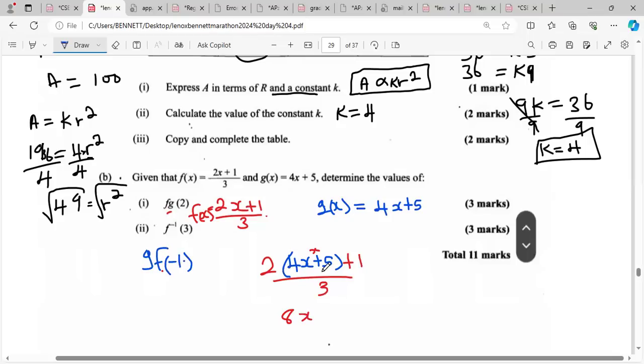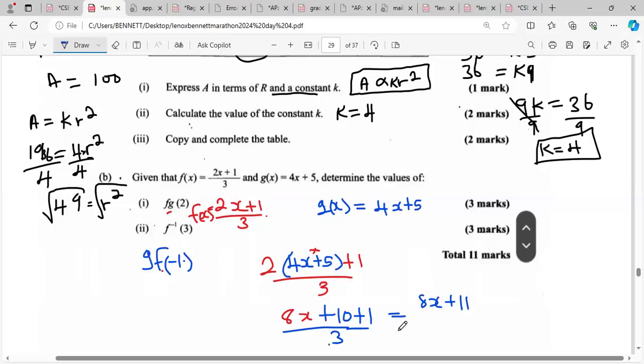Alright, so we have 2 times 5, which is 10. And you put your plus 1 over 3. So I'm going to simplify now. This will work out to 8x plus 10 plus 1, that's 11, over 3.